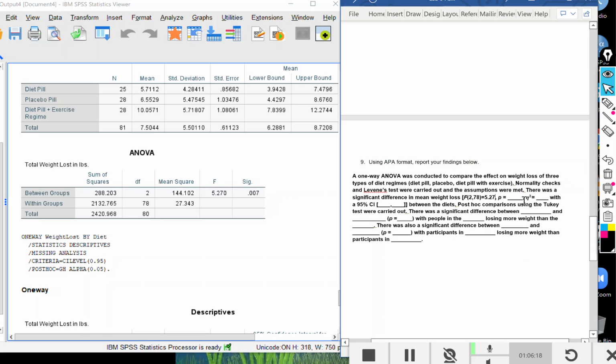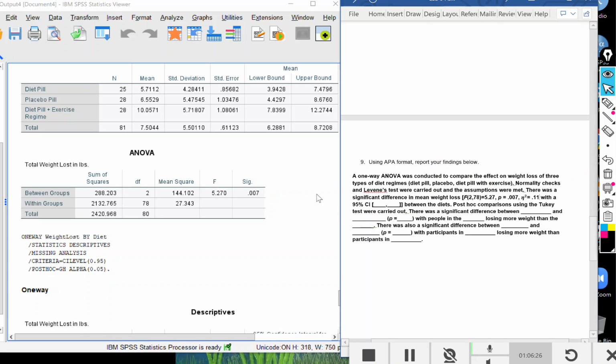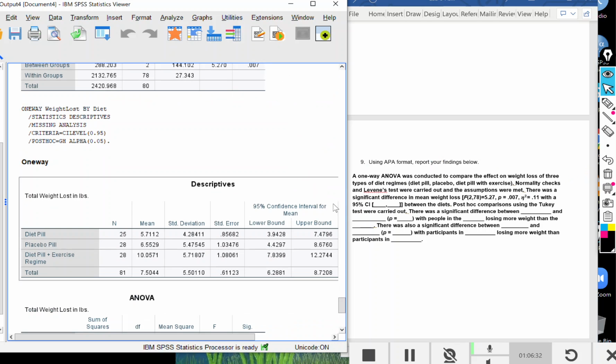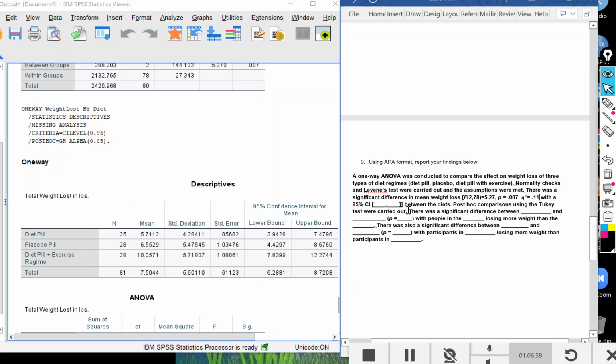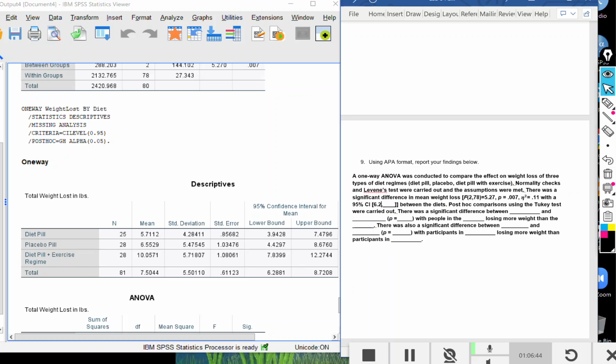And then the p-value is 0.007. Eta is 0.11. And then we have the confidence intervals. Now, I believe it's going to be total confidence intervals right here, if I'm not mistaken, it's this one right here. 6.29 and then 8.72 right there. Yeah, because between the diets, that would be total right here.